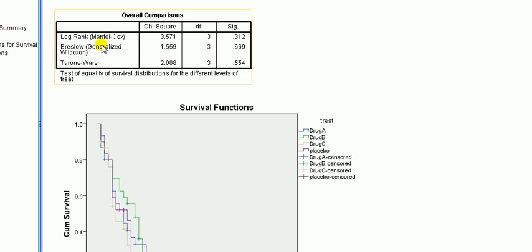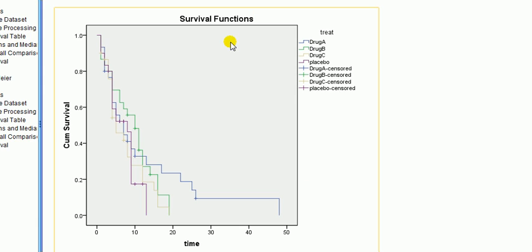Anyway, the thing is that these three tend to say the same thing, and all three are testing the null that there's no difference in survival curves across the levels. And when I say survival curves, I'm not saying estimated survival curves, I'm talking about the population survival curves, the true survival curves.